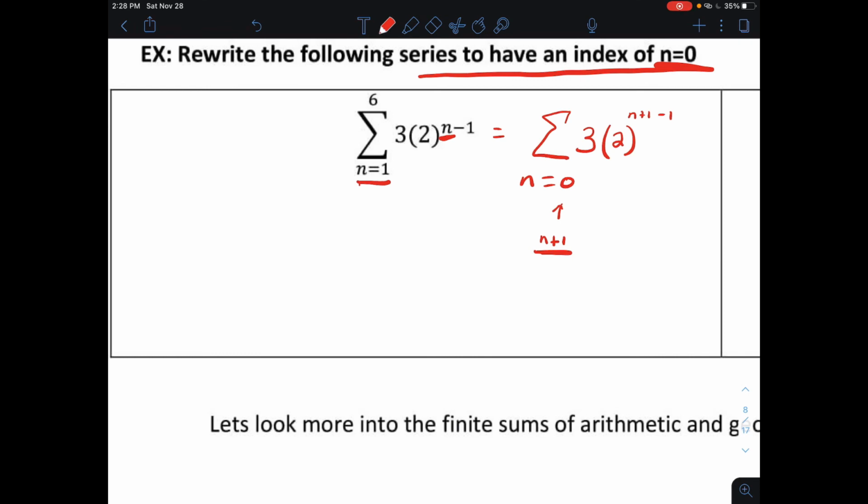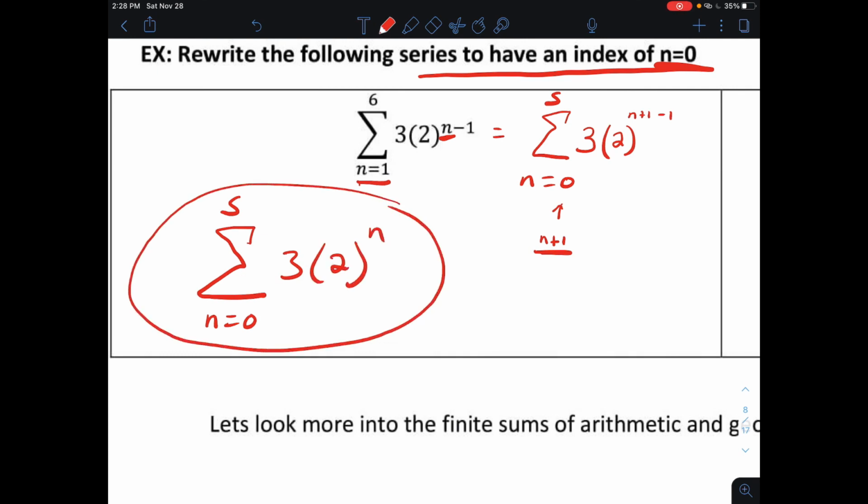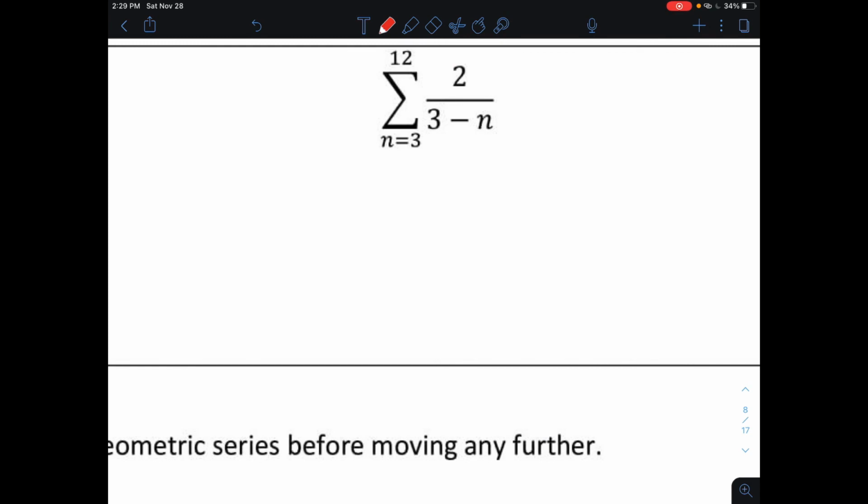I also need to adjust my top number. If I went from 1 to 0 here, that means I need to go from 6 to 5 on top, so I need to take 1 away. And so our expression after the index shift, from n equals 0 to 5, is 3 times 2 to the n power. All right, now let's look at this one here.